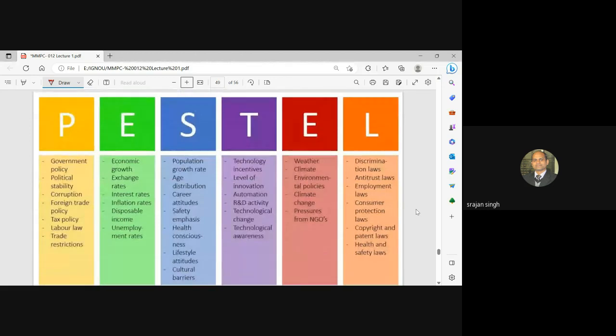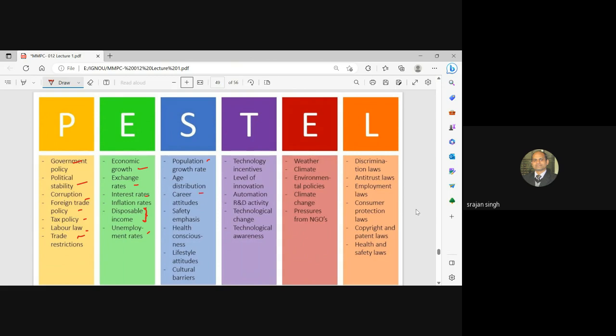Okay, so here is a brief description of PESTEL. P means political, related to government policies, political stability, corruption, foreign trade, tax policy, labor law, trade restrictions, etc. These all are related to P, the first one, political. Then second is economic: economic growth, exchange rate, interest rate, inflation, disposable income, the income which is at consumers' disposal, and unemployment rates. S, social.